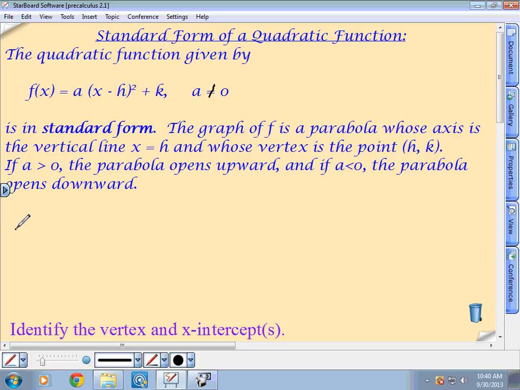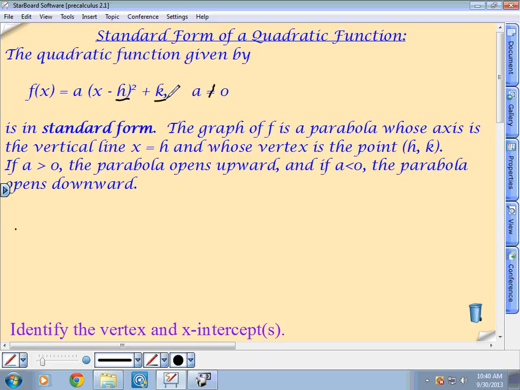The graph of the function is a parabola whose axis is the vertical line x equals h. Okay, so if it's in this form here, the h will be equal to the x value, and that will give you your axis. And the vertex is going to be the point (h, k). So whatever numbers you fill in there is going to be your vertex if it's in standard form. So as you can imagine, we're going to have to get some of these in standard form.